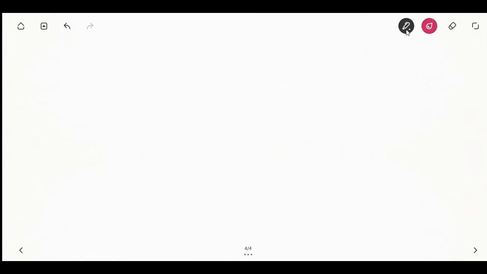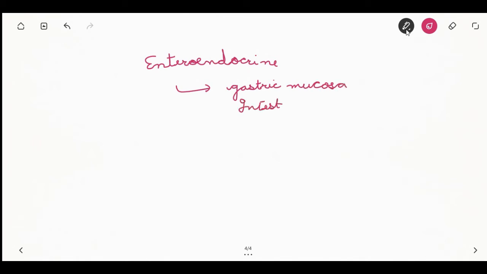Now let us discuss various gastrointestinal hormones. Number one is the enteroendocrine cells. These are the hormone secreting cells that are present in the gastric mucosa, intestinal mucosa, and pancreatic cells.